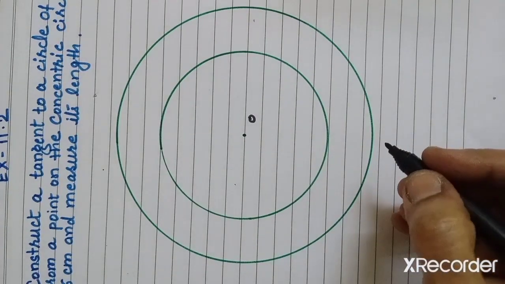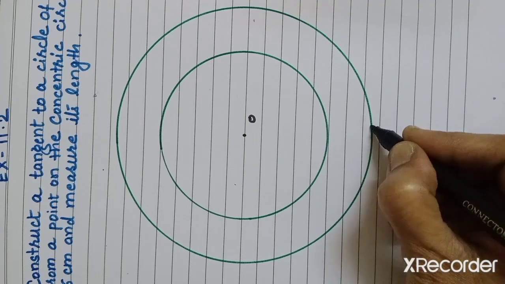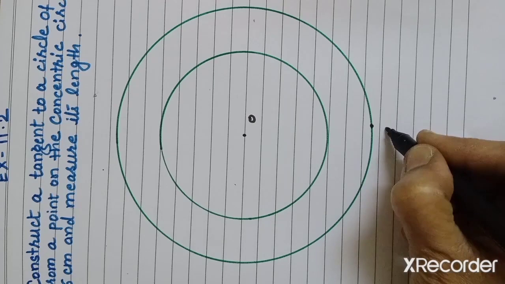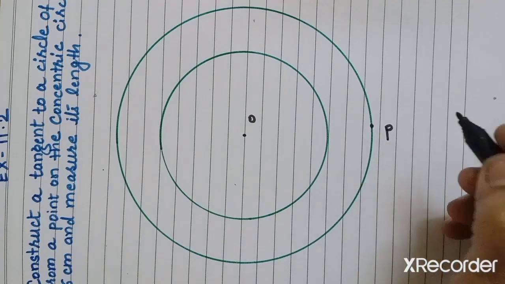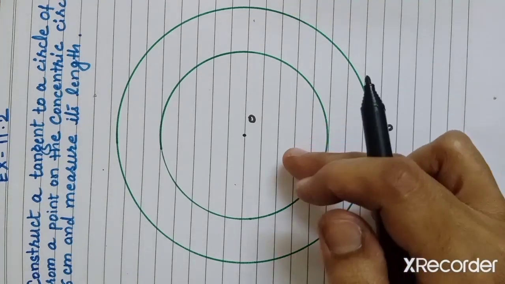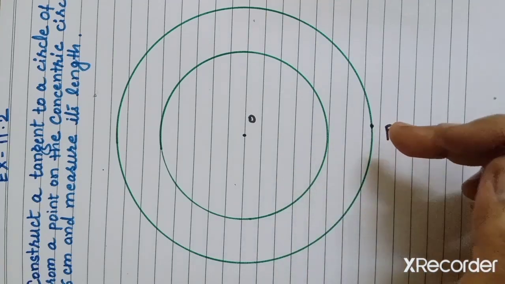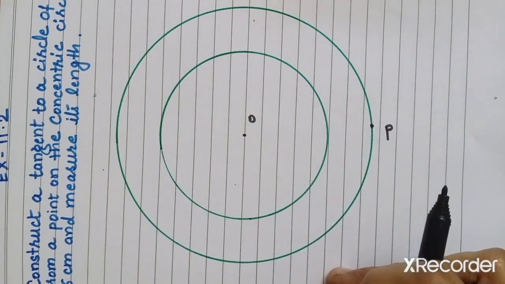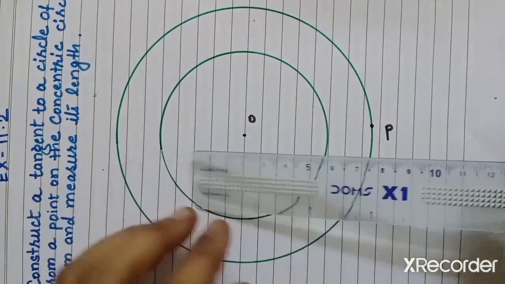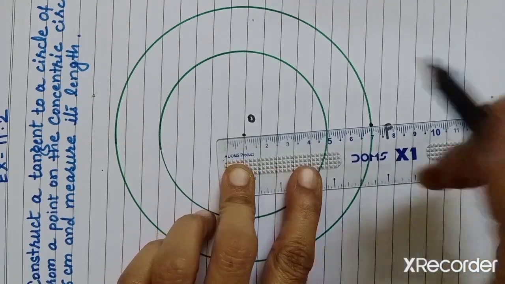After this, you have to take a point on the outer circle, the circle with radius 6 cm. So suppose this is that point P. Now this point P is exterior to the inner circle. Right? Now from this exterior point you have to draw tangents to the inner circle. So for that we will join this O and point P. Let us join this OP.